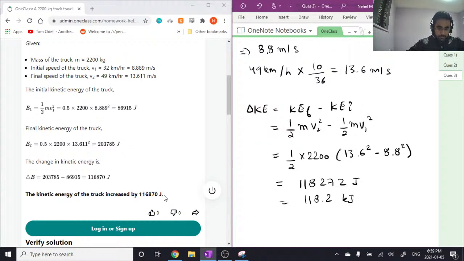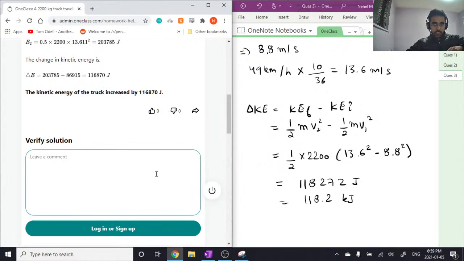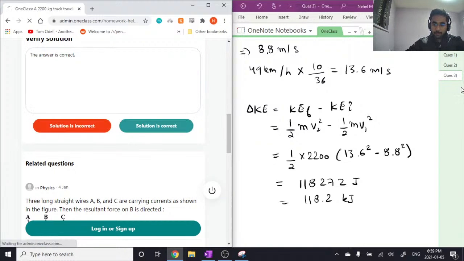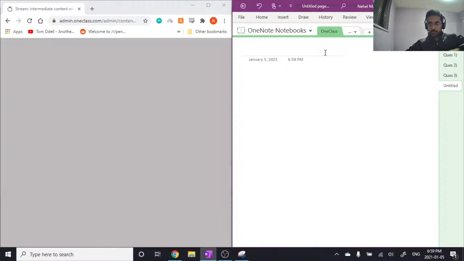Okay, I'm not sure why there is a bit of a difference, but I think that might have to do with them using additional decimal points. I think one decimal point is usually fine. So I would say the answer is correct. Okay, let's go on to the next question, question number 4.